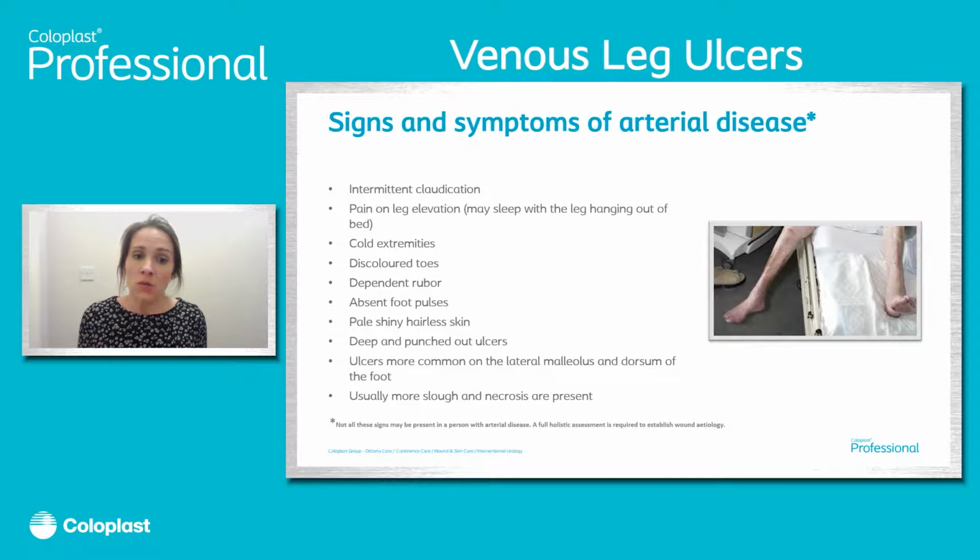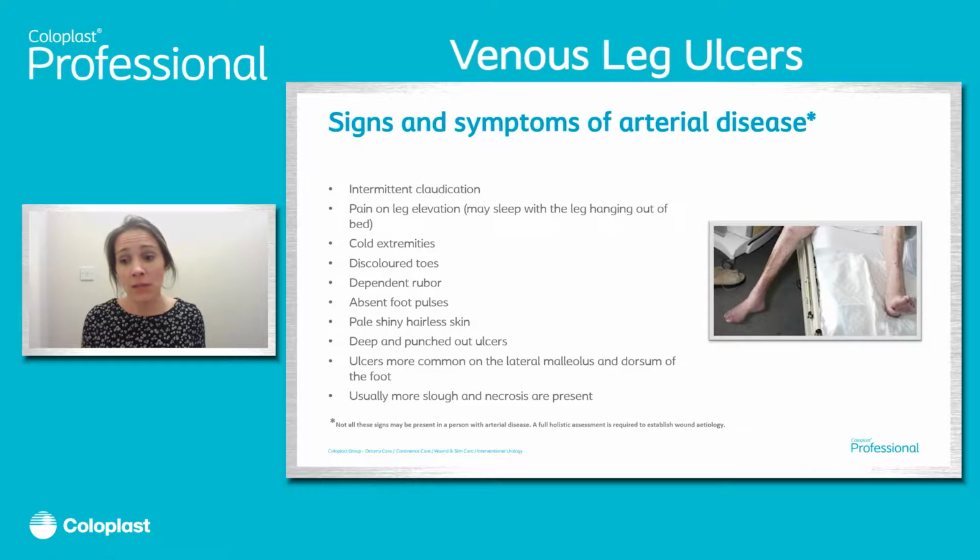So the positioning, if somebody does have an ulcer, where's the position of that ulcer? Where's it sitting on their body? We're more likely to see arterial ulcers below the malleolus, on the dorsum of the foot, quite common areas to see arterial ulcers. There's normally quite a lot of slough or necrosis present in these ulcers as well.